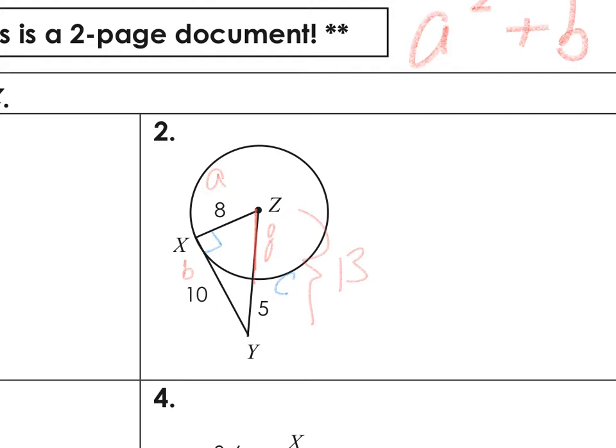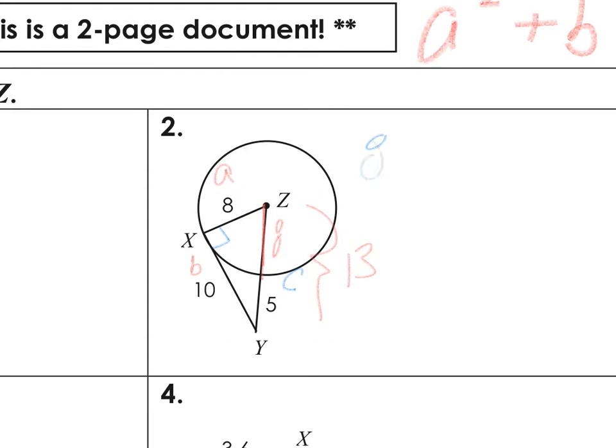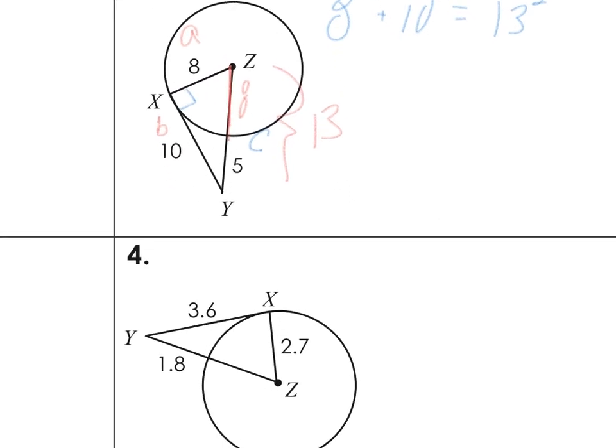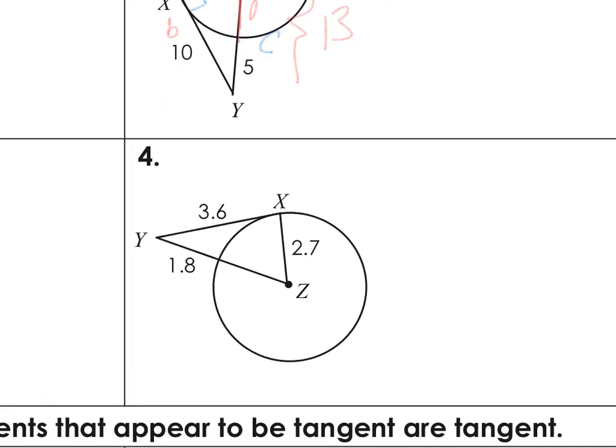Let me set this one up for you. You're going to say 8 squared plus 10 squared equals 13 squared. Now, when you work all that out, if you get the same number on both sides, then the answer is yes, XY is a tangent. If you don't, then the answer is no. Similar on number 4.